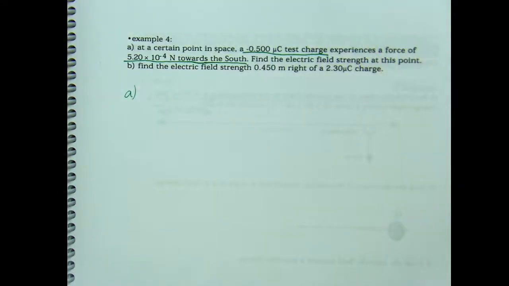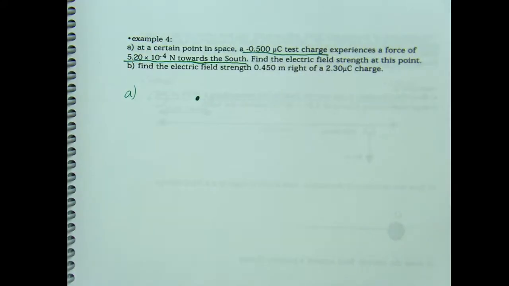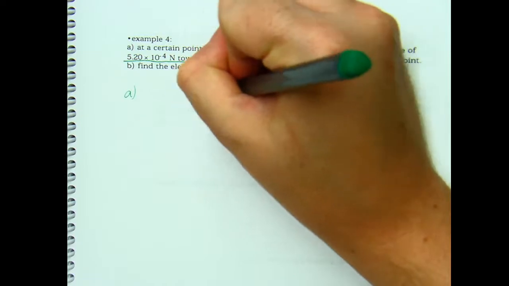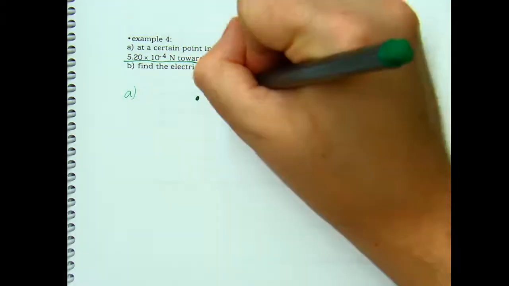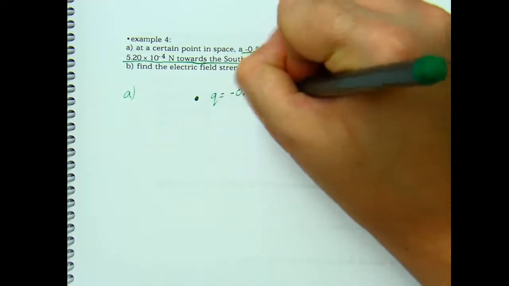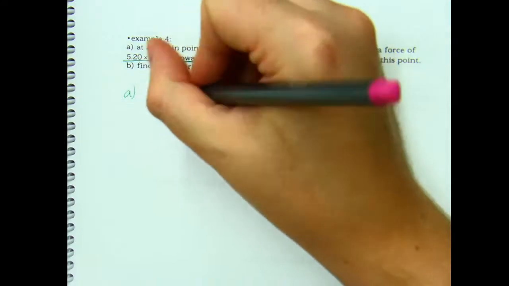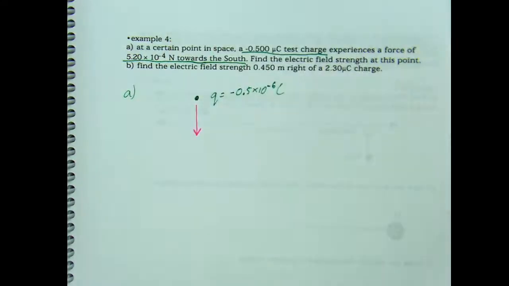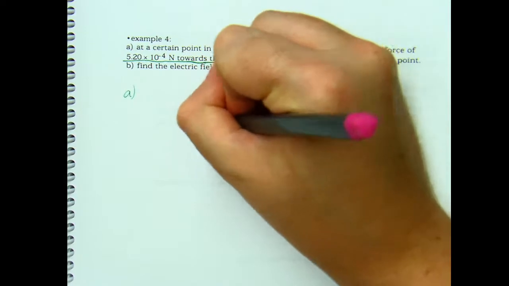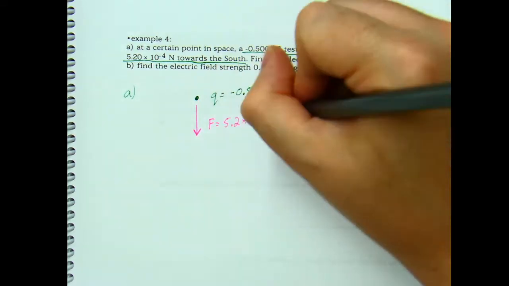So let's look at A first. All we're told is that somewhere, I'll put it right here, we have a test charge, which I'm going to call Q, and we can label Q as having a charge of negative 0.5 times 10 to the negative 6 coulombs. We're also told that this thing is experiencing a force downwards. And we're told that that force is equal to 5.2 times 10 to the negative 4 newtons.